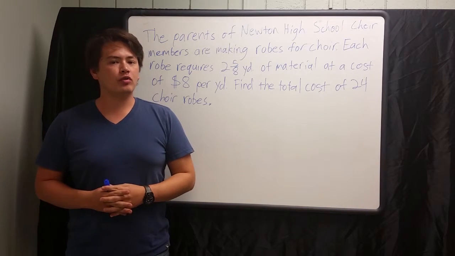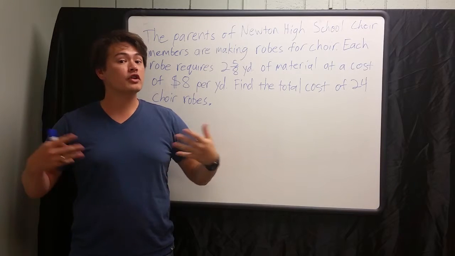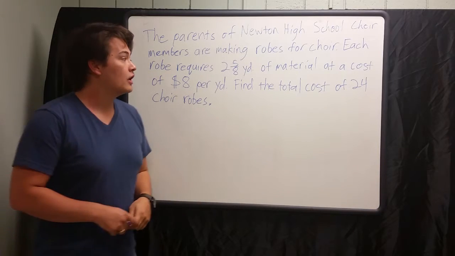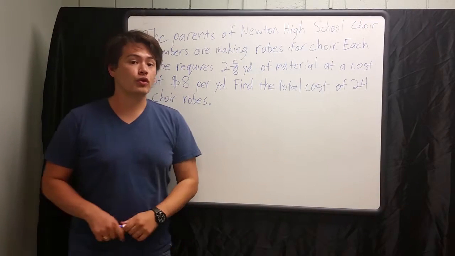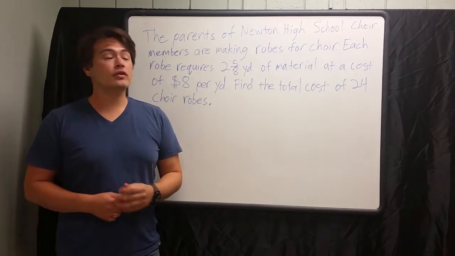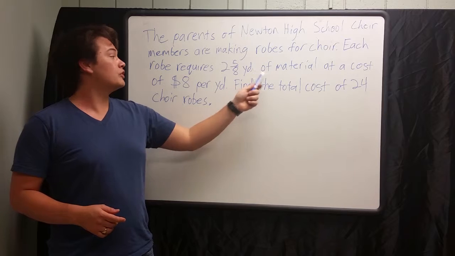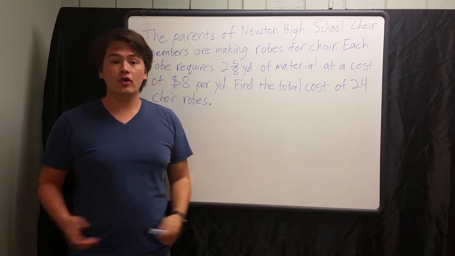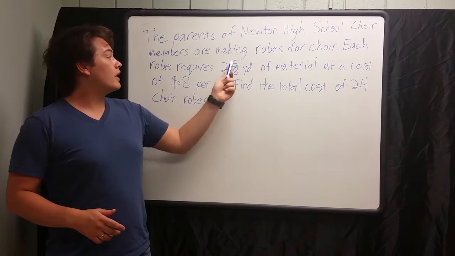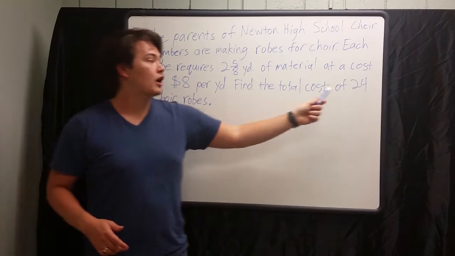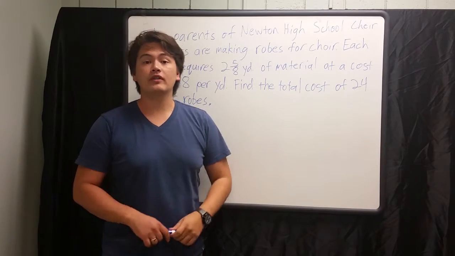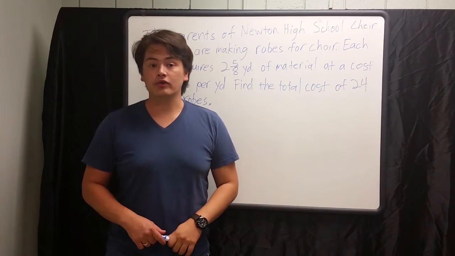So when we're looking at this problem, we want to know how much material we need in order to make 24 robes. It requires 2 5/8 yards of material to make one robe. So 2 5/8 yards is going to be multiplied by 24 because there are 24 robes.